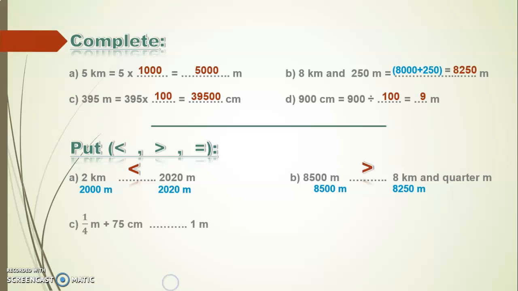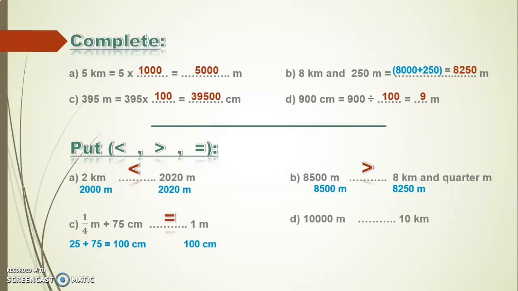8,500 meters. Quarter meter plus 75 centimeters. The other side is 1 meter. So quarter is 25, as we said before, and 75 centimeters. 25 plus 75 is 100 centimeters. The other side is 100 centimeters, so my answer is equal.